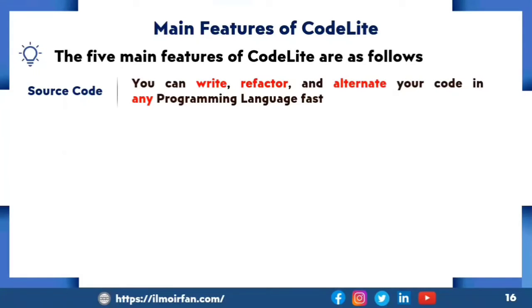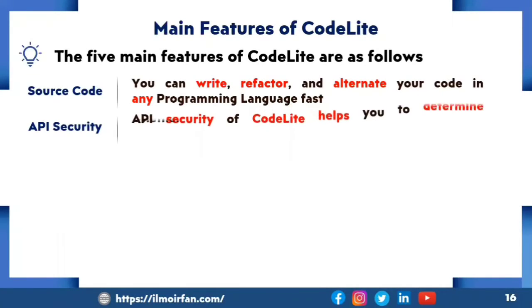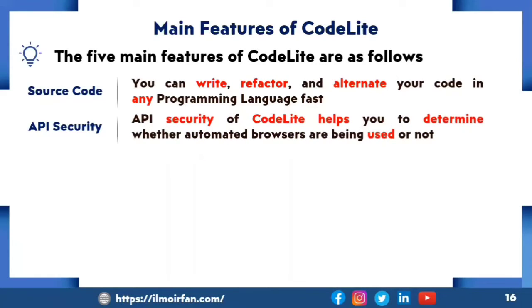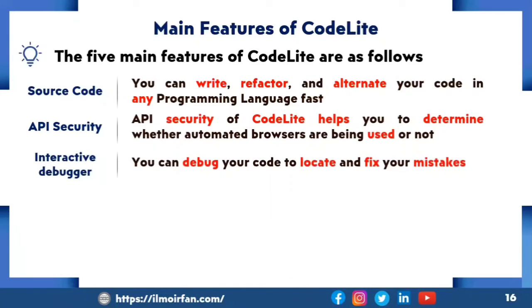The 5 main features of CodeLite are as follows. Number 1, source code. You can write, refactor, and alternate your code in any programming language fast. Number 2, API security. API security of CodeLite helps you to determine whether automated browsers are being used or not. Number 3, interactive debugger. You can debug your code to locate and fix your mistakes.